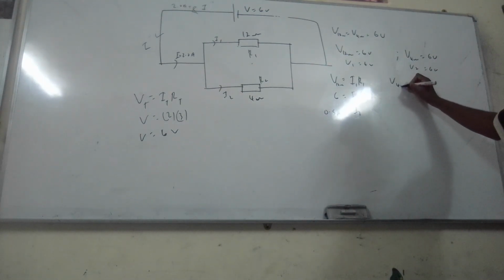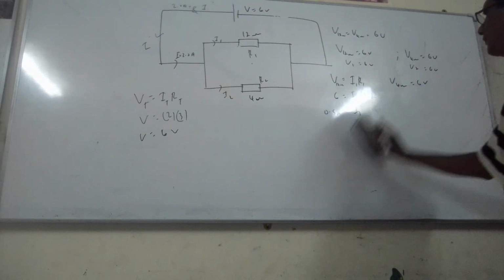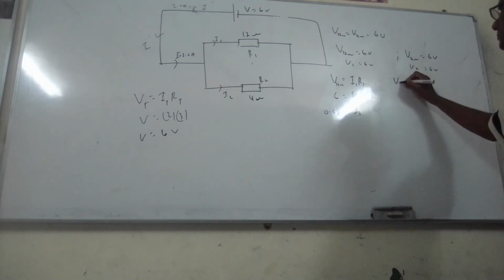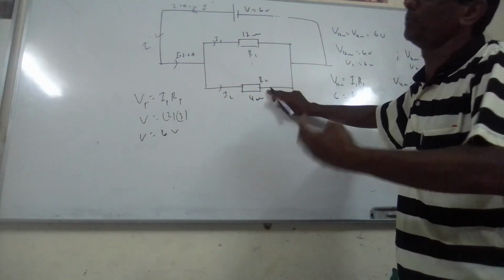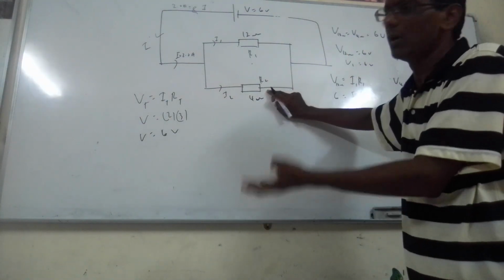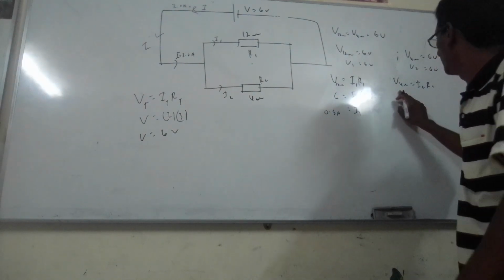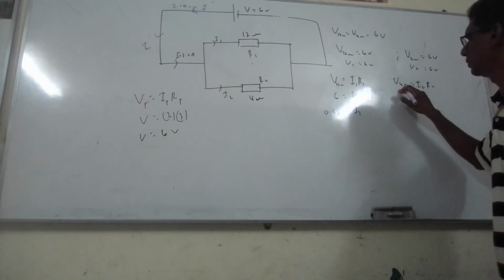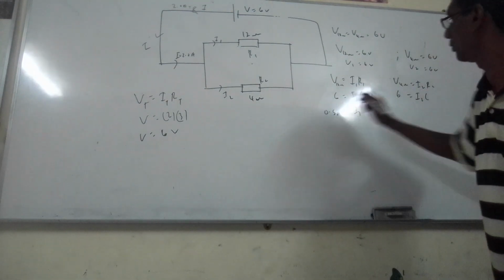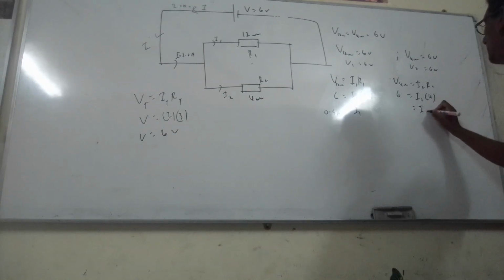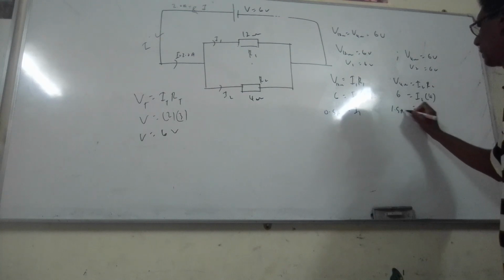V4 ohm equals 6 volt. So V4 ohm, that means the voltage at the 4 ohm resistance, or V2. So we call it V2, 6 volts. I2 R2: the current I2, the resistance R2 is 4 ohm. So I2 equals 6 divided by 4, which is 1.5 ampere.